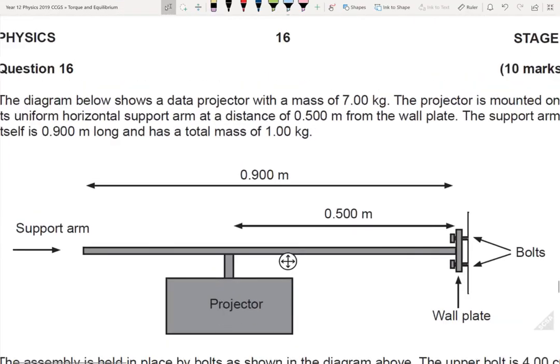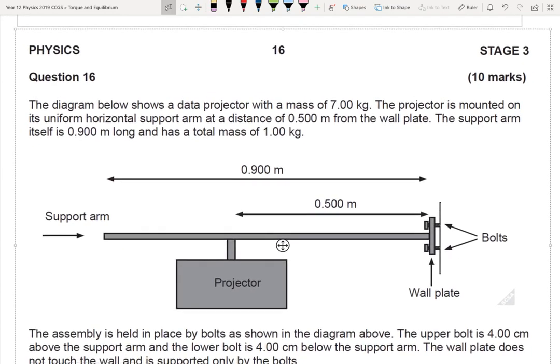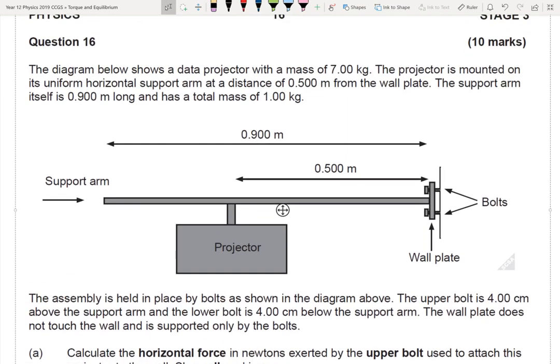Now, we don't need to know anything about the Cavendish experiment. Gentlemen, this question appeared in the WACE exam in 2014. And this is one question where the perpendicular distance is a much better method of solving.